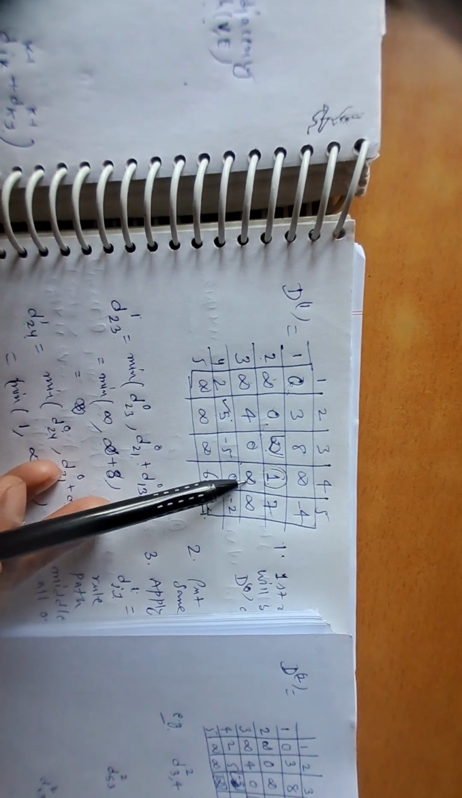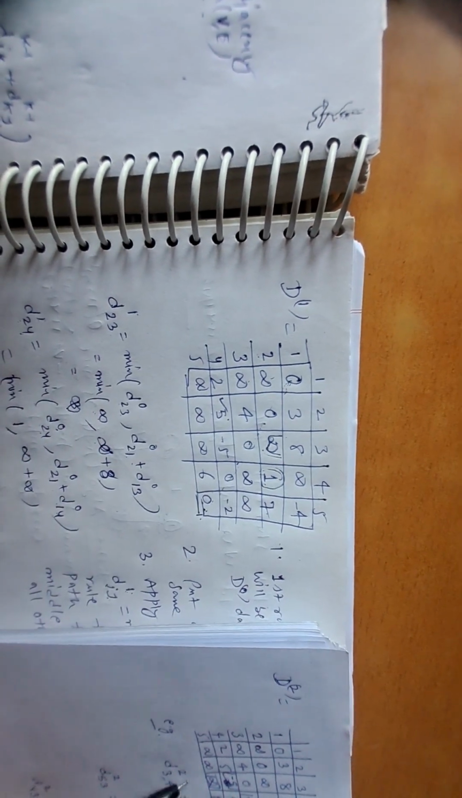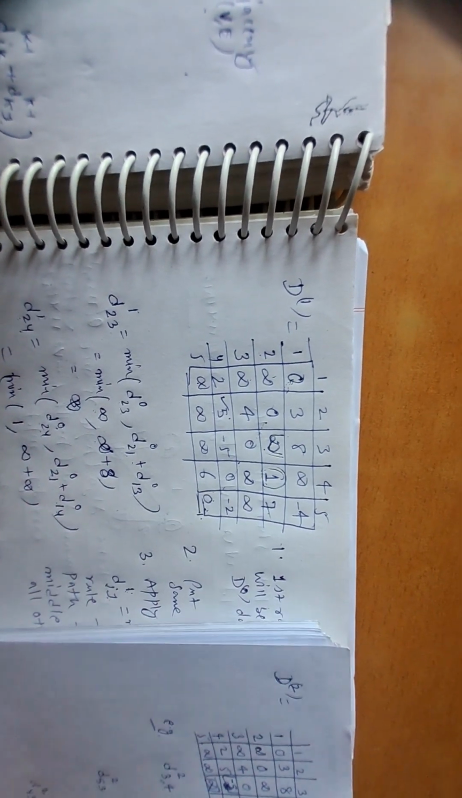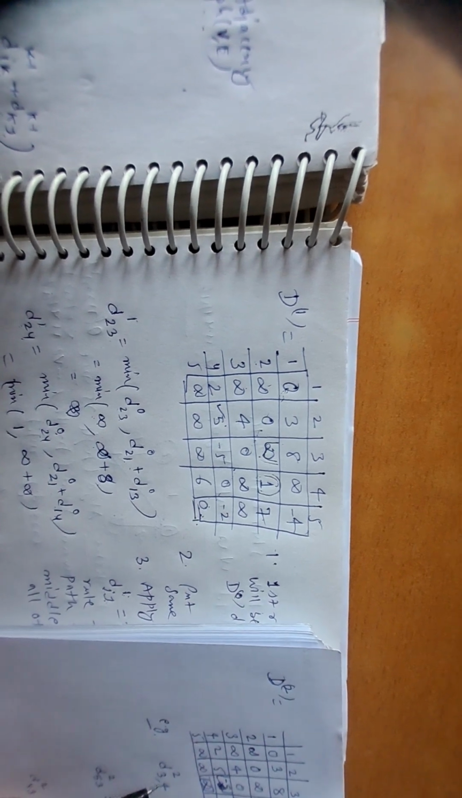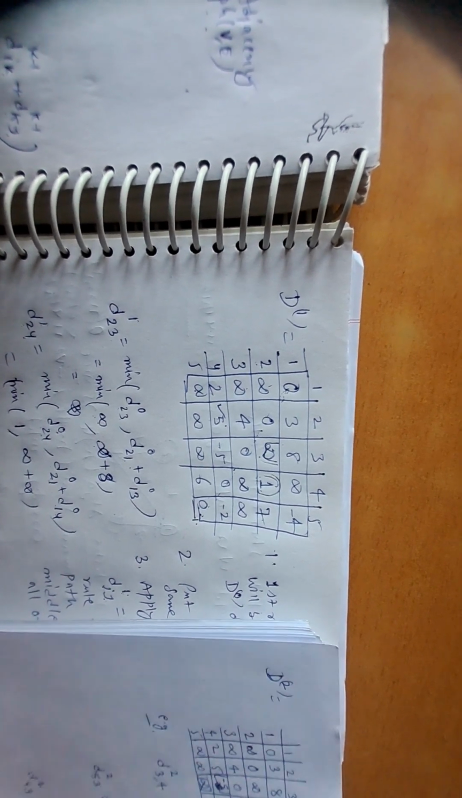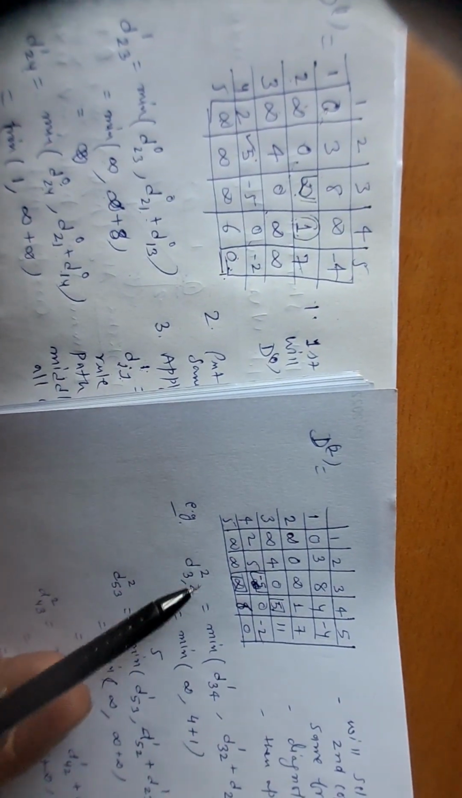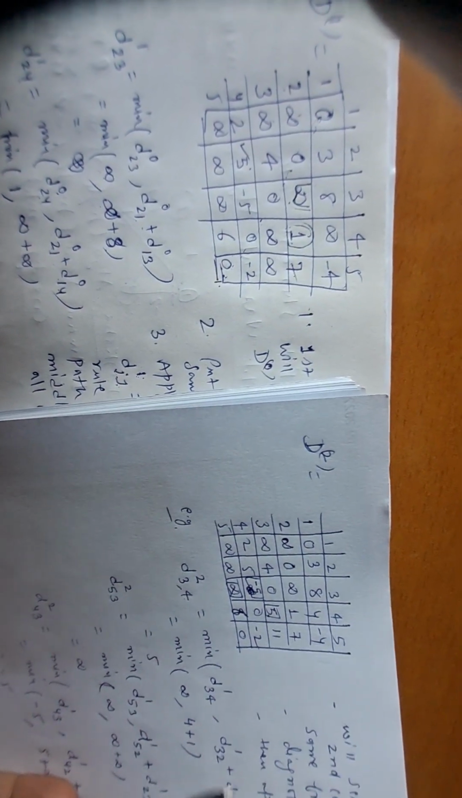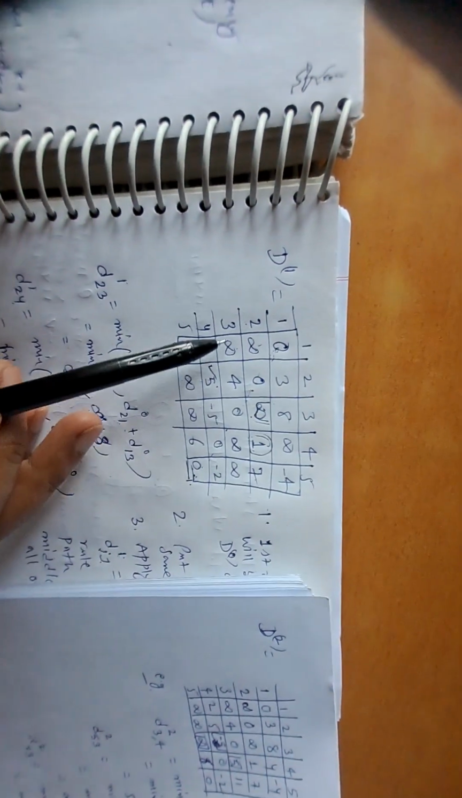So 3 comma 4 earlier, in the D1 matrix, was infinity, so we have written infinity. And second, we need to find 3 to 2 and 2 to 4. You can get 3 to 2 and 2 to 4 from here and add them. So 3 to 2 and 2 to 4 is what?